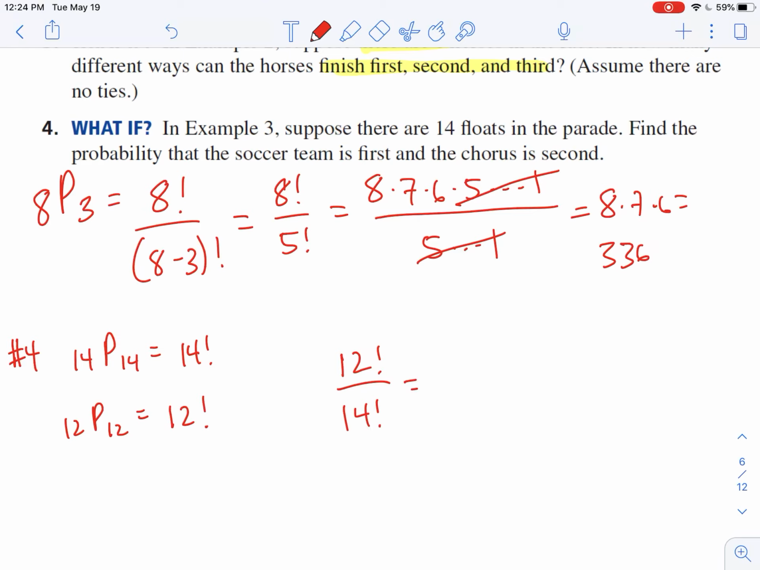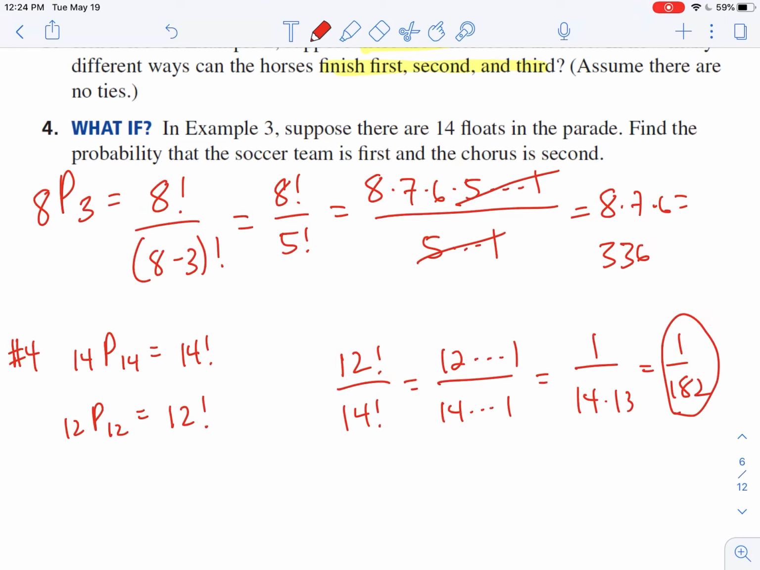And so this will give us a chance to kind of play with the arithmetic again here. So 12 multiplied down to 1, 14 multiplied all the way down to 1. So what we're really looking at is 1 over 14 times 13, which is the number 182. So again, it's not a very good chance that if we wanted the soccer team to go first and the chorus to go second, that would happen if we were just choosing randomly out of all the different ways it could happen.